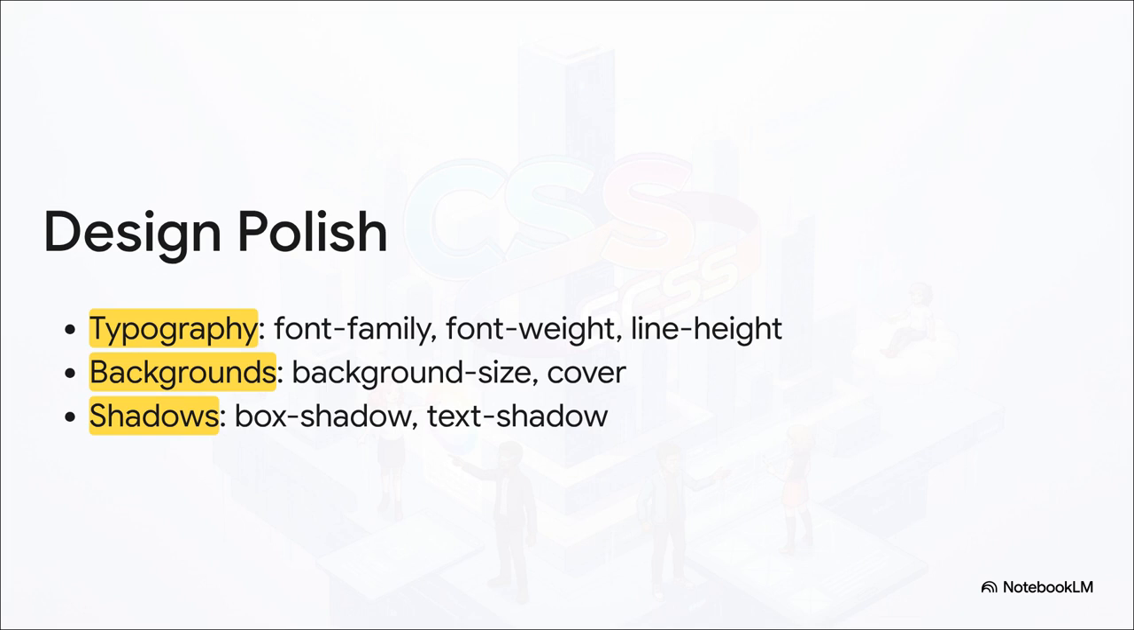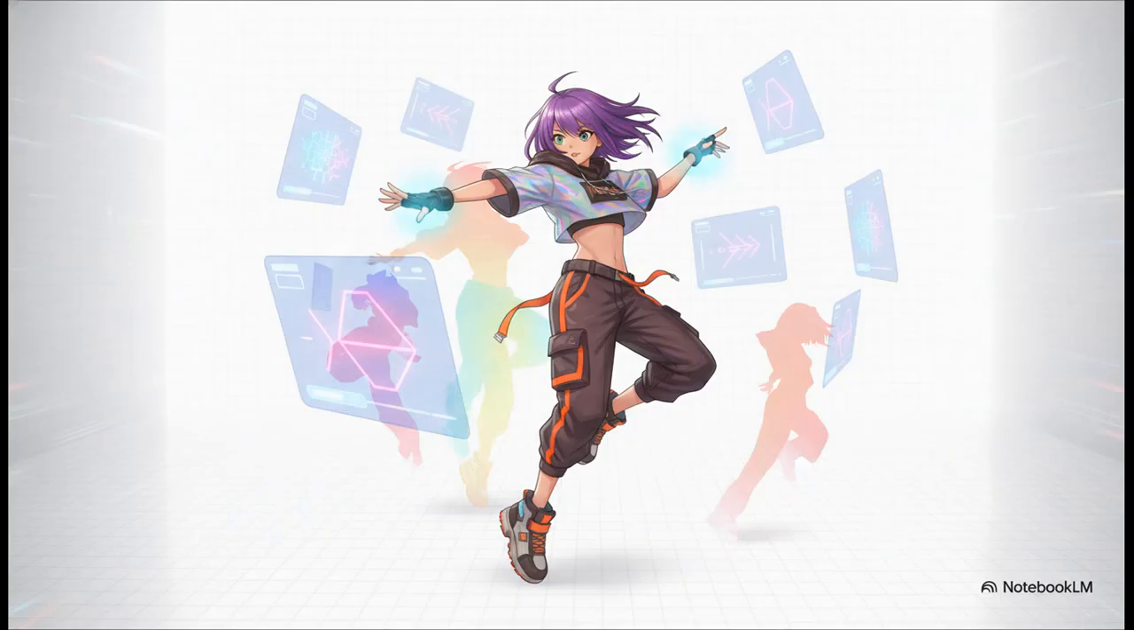For backgrounds, background-size cover is your absolute best friend to ensure images fill their containers beautifully without any awkward stretching. And to finish it off, just add a subtle box shadow. It instantly provides depth and literally lifts your elements right off the flat page. But polish isn't just about static looks. It also means motion. You can breathe so much life into your UI by mastering animation.